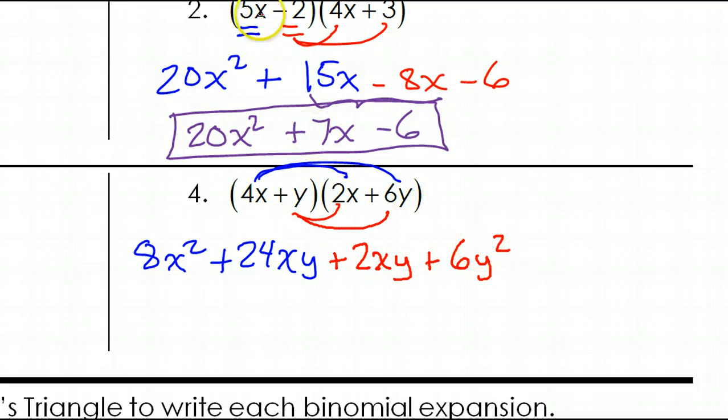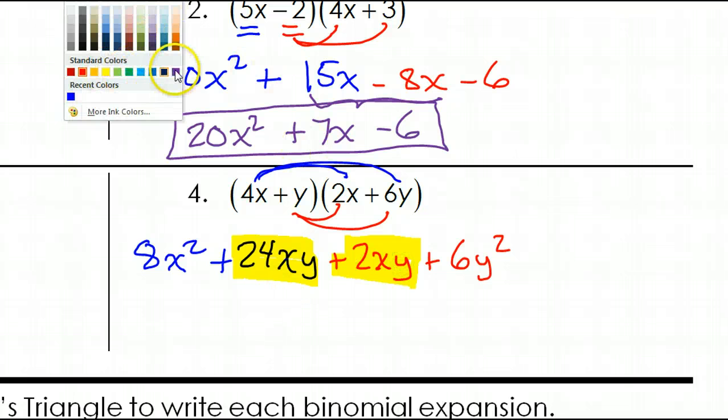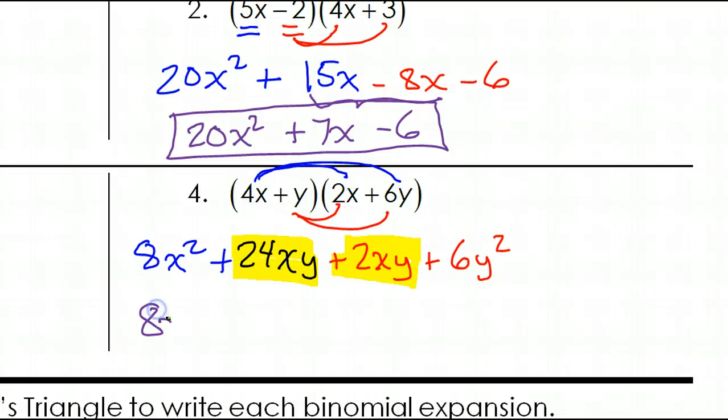All right, now these are in fact like terms. So just watch out, we will put those together. First we'll bring down the 8x squared. 24xy plus 2xy is 26xy. And then plus our 6y squared.